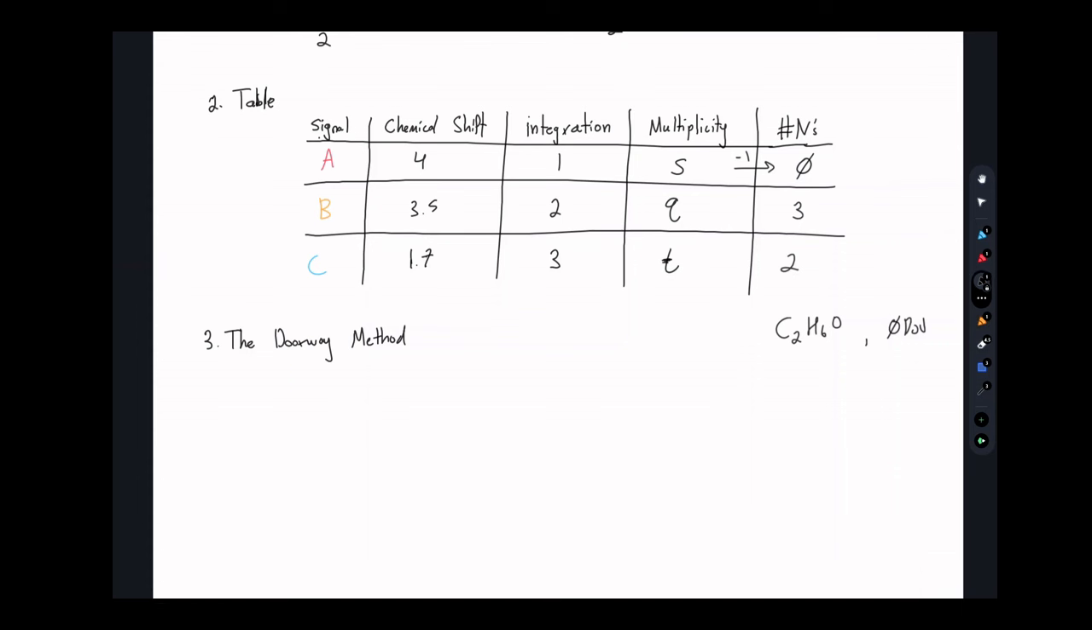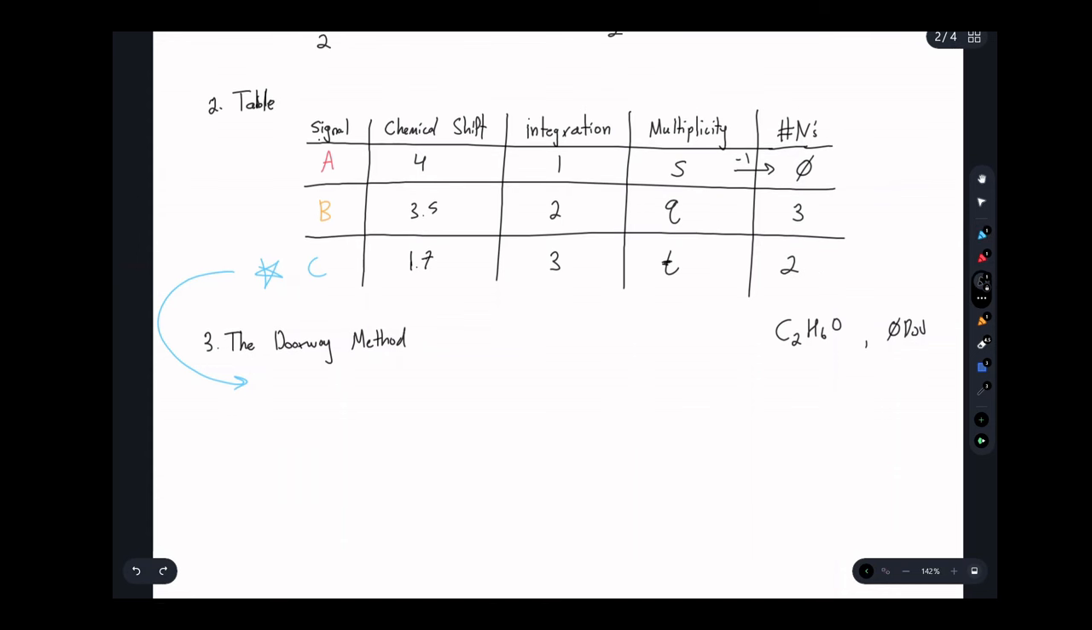I think the answer to that question is signal C. The reason for that is that it has an integration of 3. 3, 6, or 9 are your doorway signals. So we start with signal C. Remember, the goal here is to make minimal, or actually no, assumptions when you're using this method. So what's going to happen?